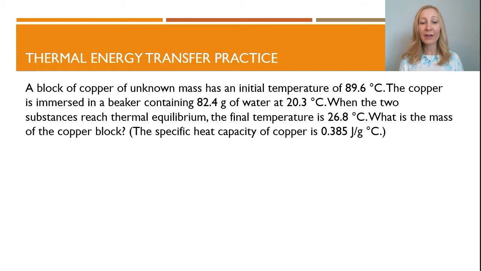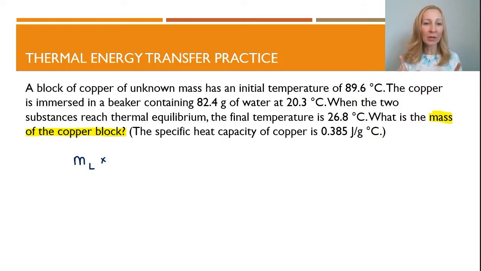Here is a final practice problem, and it's a little bit more detailed than the previous two. If we have a block of copper with an unknown mass, the initial temperature is 89.6 degrees Celsius, and then the copper is immersed into a beaker containing 82.4 grams of water at 20.3 degrees Celsius. When the two substances reach thermal equilibrium, meaning that they are the same temperature, the final temperature of the whole system, so the water and the copper chunk, is 26.8 degrees Celsius. What is the mass of the copper block?